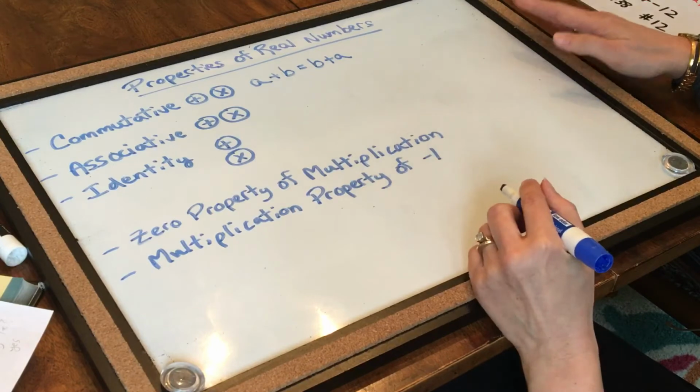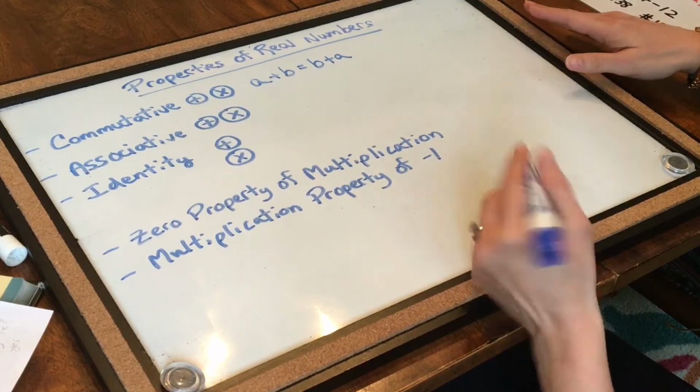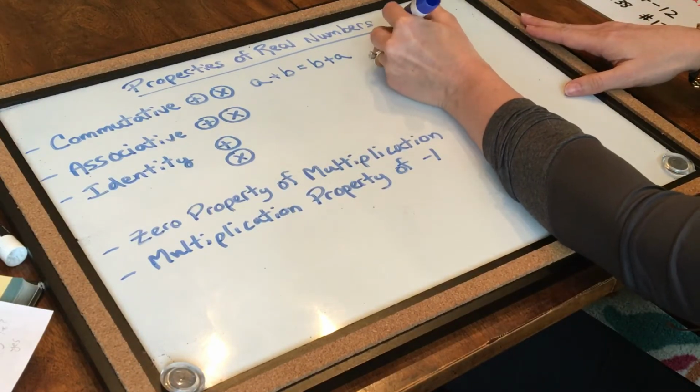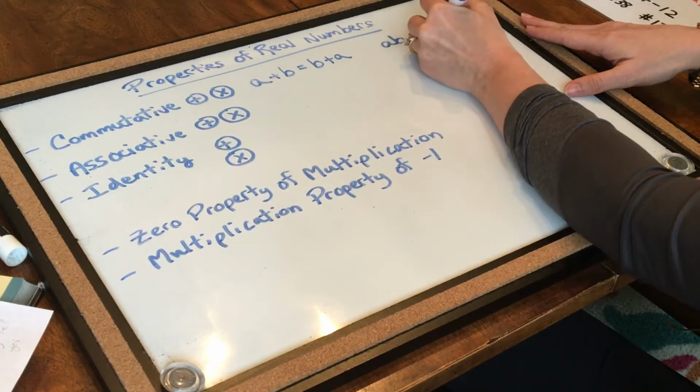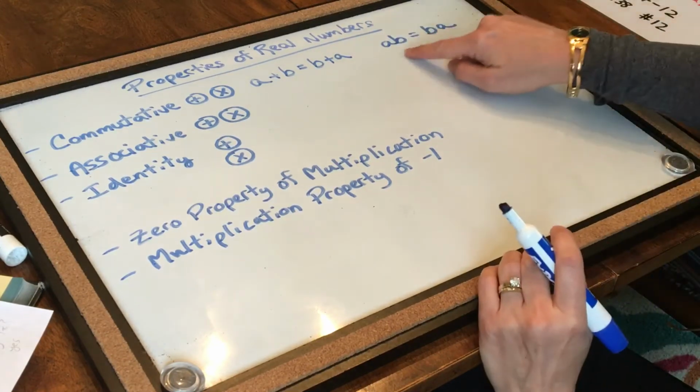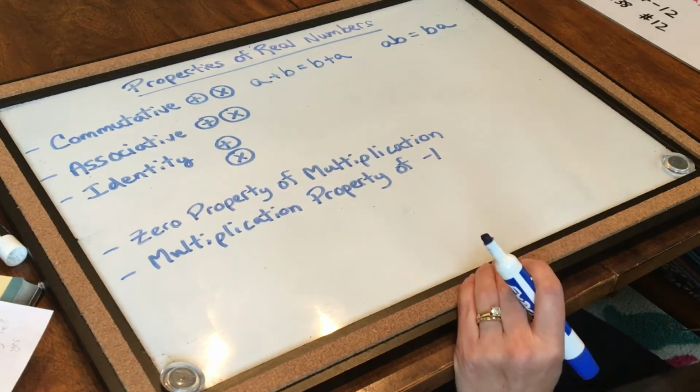It also doesn't matter which order we do the multiplication in. So if I had something like A times B, that would be the same as taking B times A. So the order doesn't matter for multiplication.